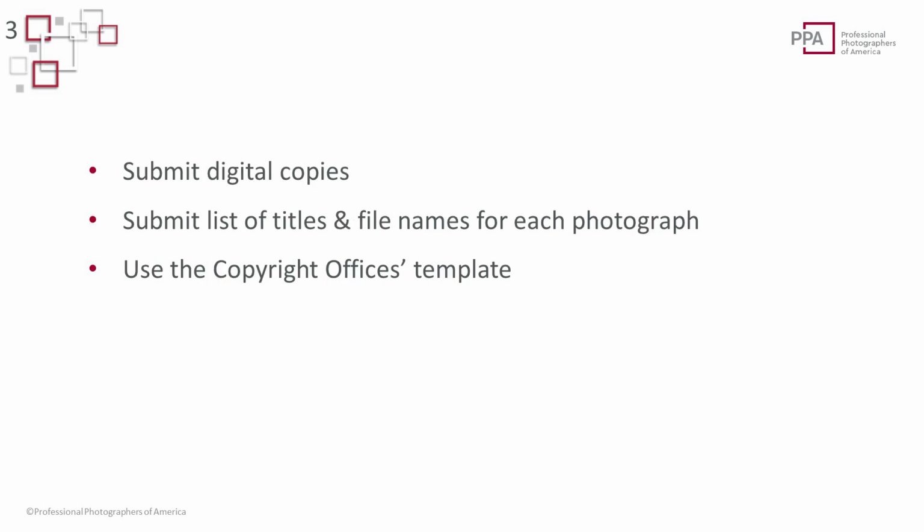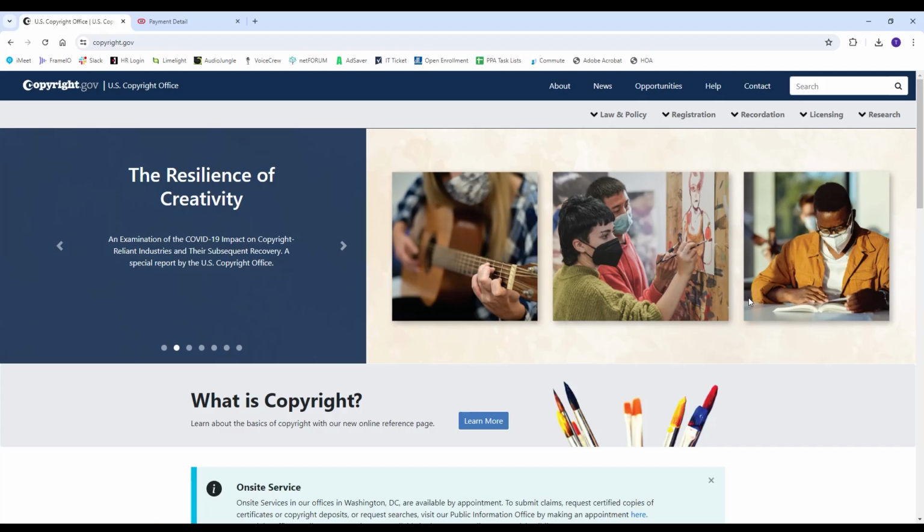To complete your submission, you must submit a digital copy of each photograph as well as a list containing the title and file name of each photograph in the group. The Copyright Office has developed a template, and we encourage you to use it to cut down the time it takes to register. So how do you register published photographs?